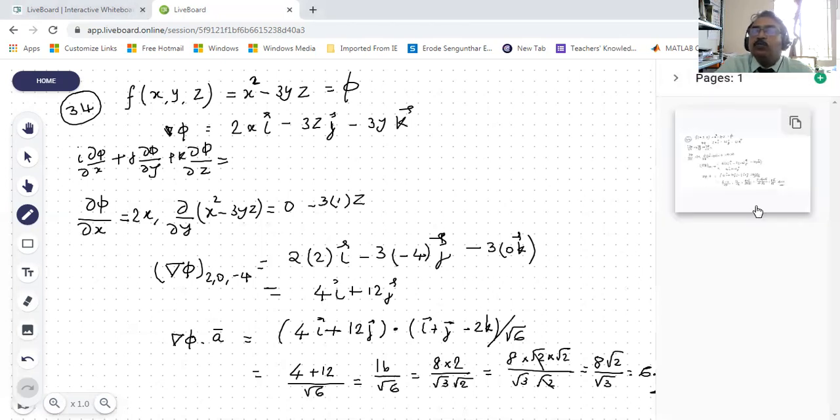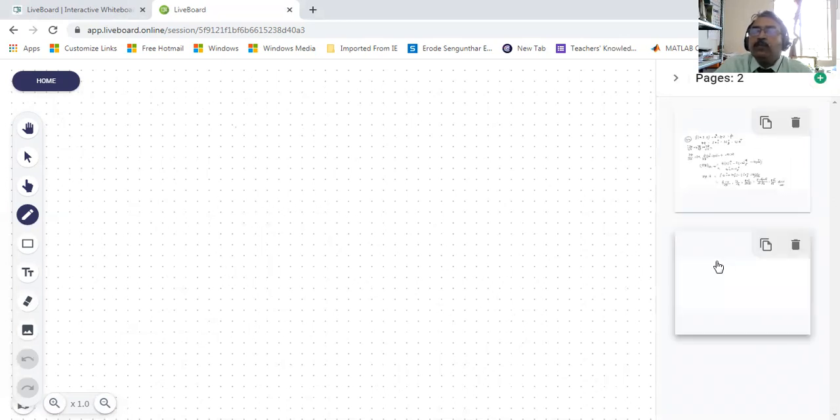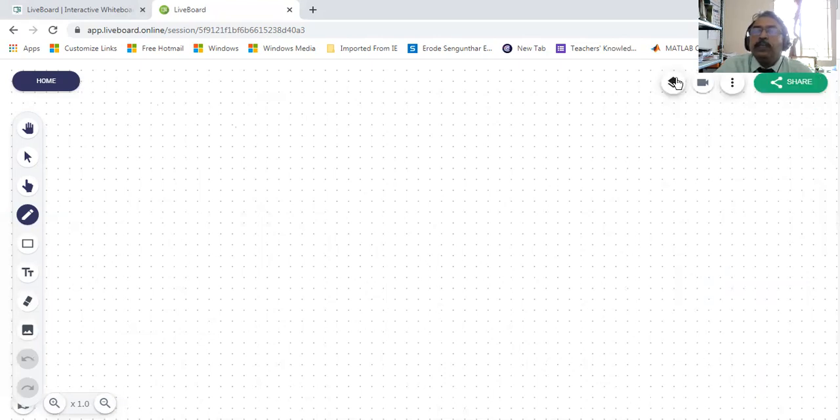Let us move on to another page. And what are the possible outcomes? There are many possible outcomes, out of which we have the outcomes whose sum is divisible by 4.